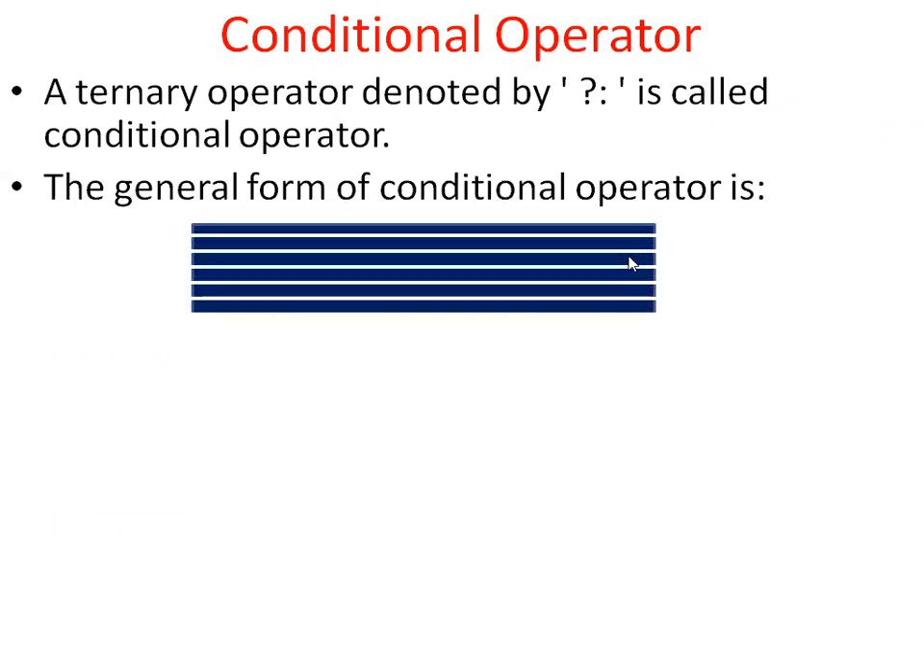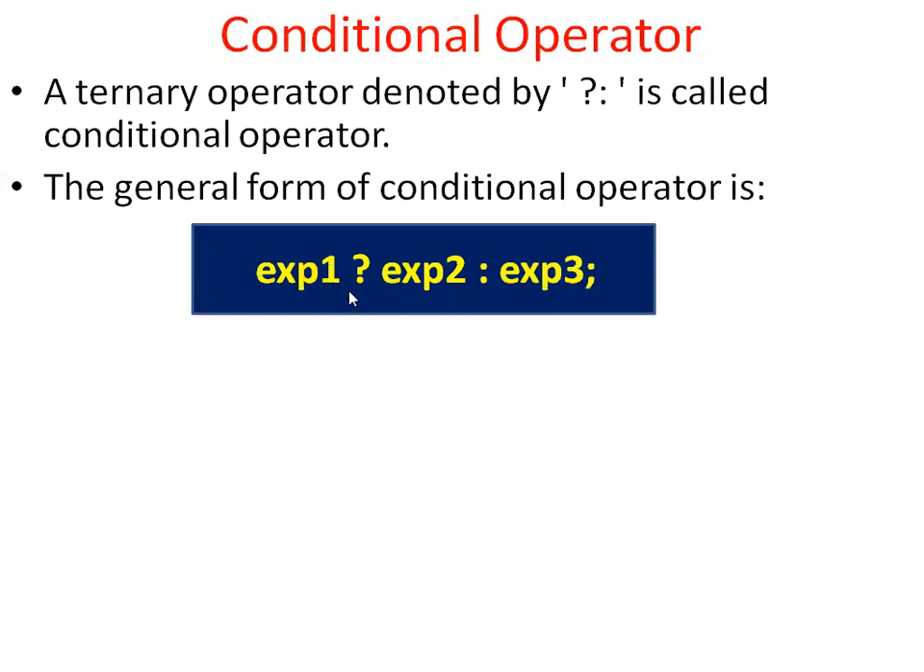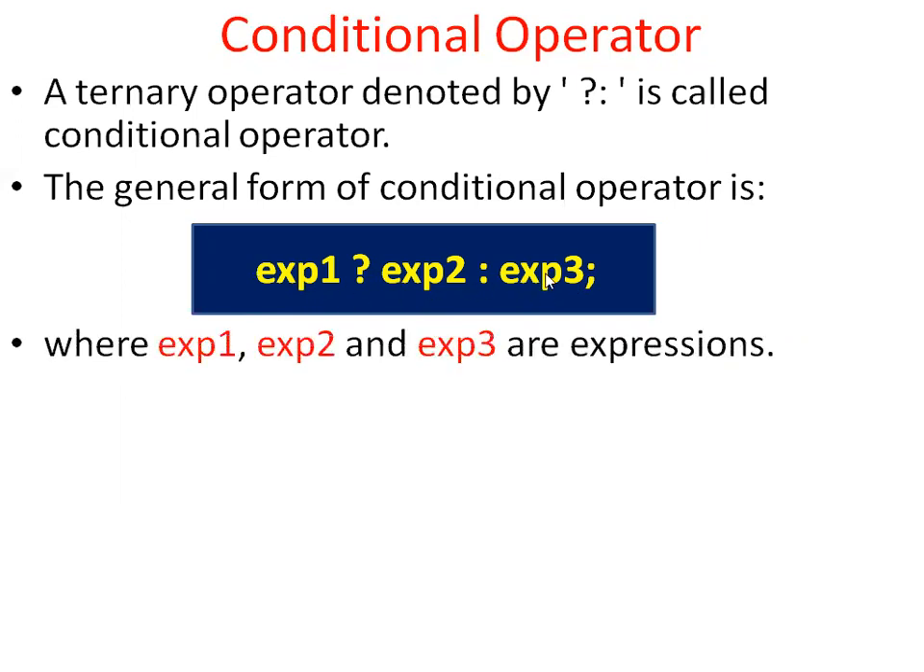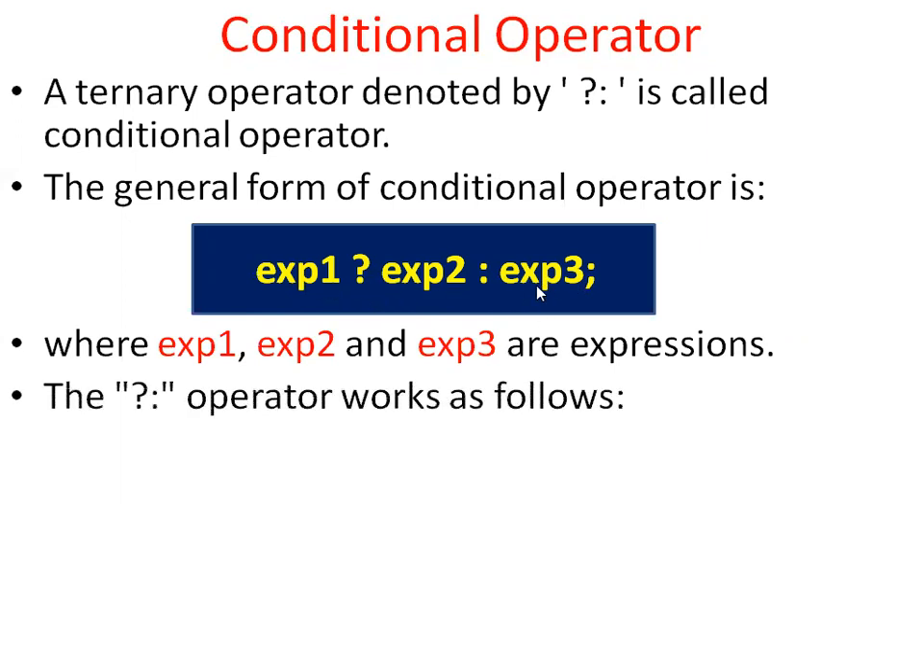And the general form of the conditional operator is as follows. Expression 1, followed by a question mark, followed by expression 2, colon, expression 3, then ends with a semicolon. This is the general form of a conditional operator, where expression 1, expression 2, and expression 3 are expressions. So how does this conditional operator work? First let us understand the working procedure of this conditional operator.